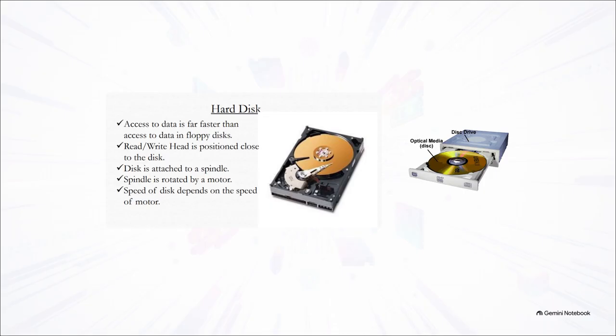Then you have the optical disk, like a CD or DVD, where the read operation is actually done using a low-powered laser beam that scans dots and converts them into electrical signals. Both of these give you that massive, permanent storage capacity.